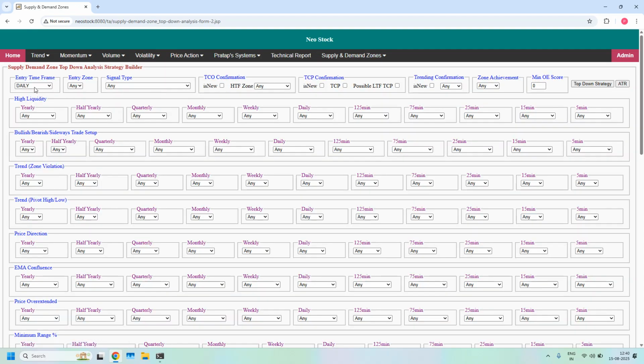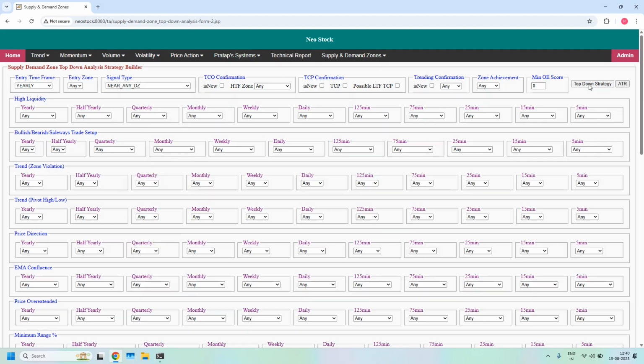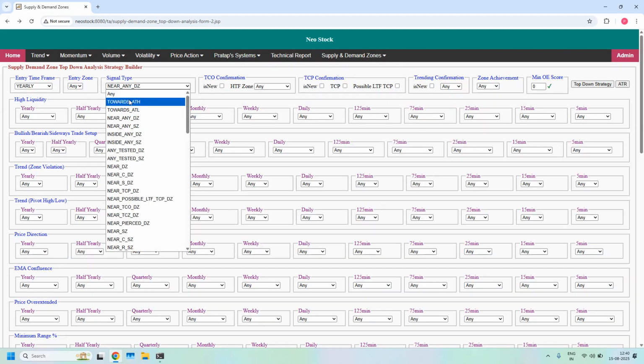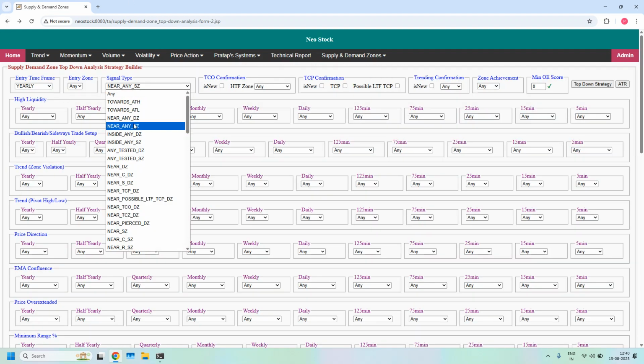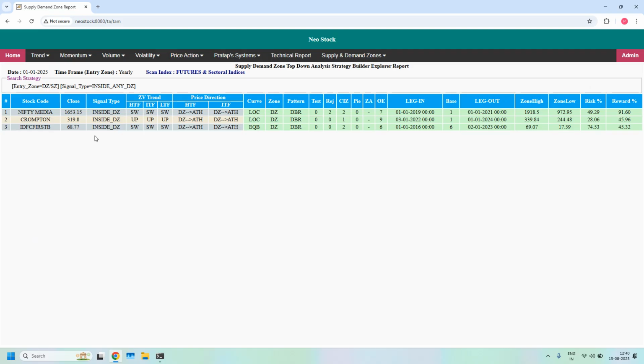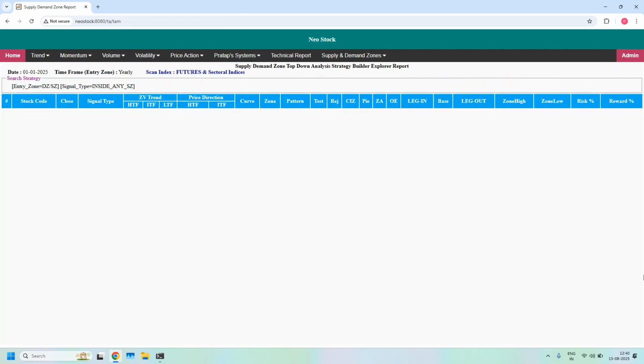Okay, starting with the yearly time frame. Stocks near yearly demand zone, no stocks. Stocks near yearly supply zone also, no stocks. Price closed inside the yearly demand zone, we got 3 stocks. Next, price closed inside the yearly supply zone, no stocks.